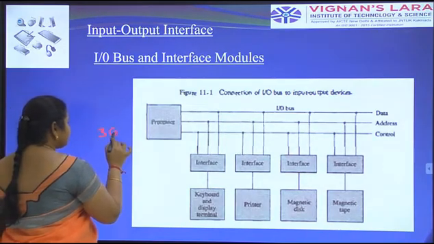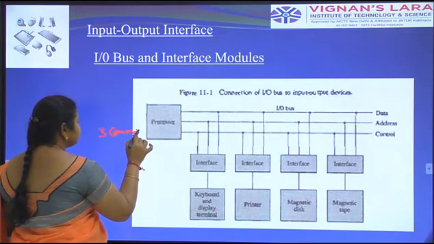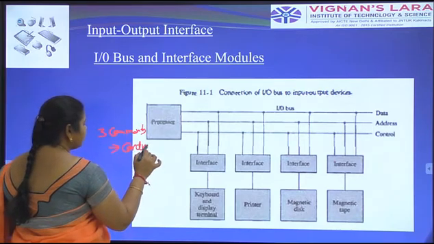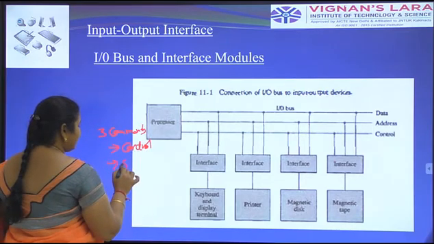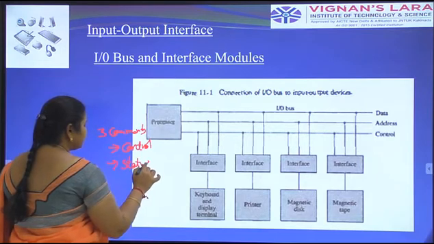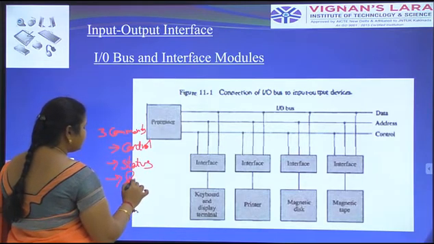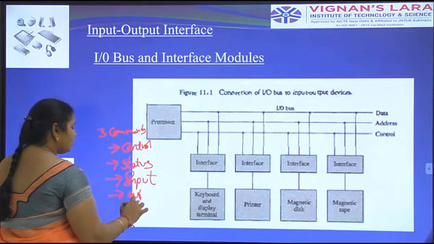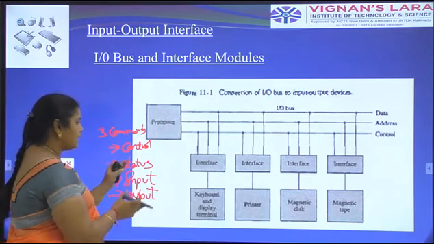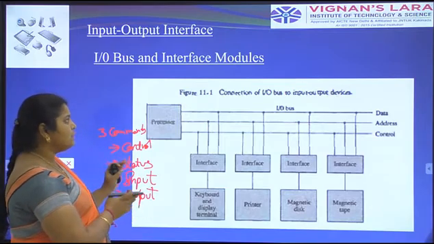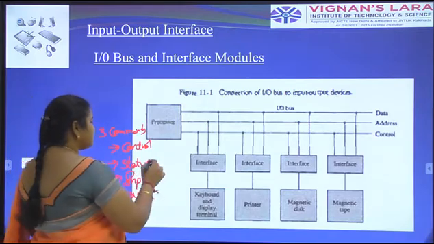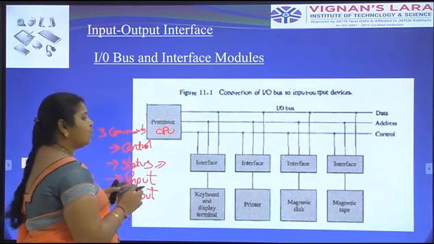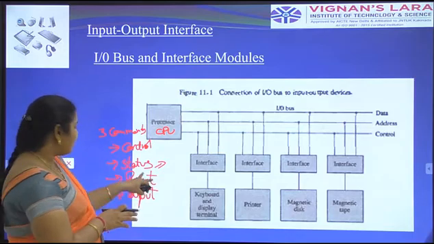Okay, here we have three types of commands. The first one is the control command, the second one is the status command, and the third is input, that is data input, and another one is output. The control command can control the whole IO bus of the interface module. Status tells whether the CPU, this is a processor or CPU, what operation can be done, and what the status is.